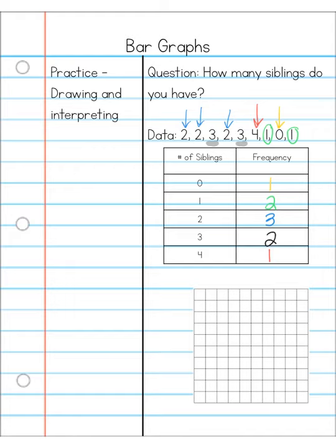And now we're going to create a bar graph with that information. We're going to title it. We can title it siblings. The number of siblings, or this X value, will go on the X-axis. And the number of students with that number of siblings will go on the Y.